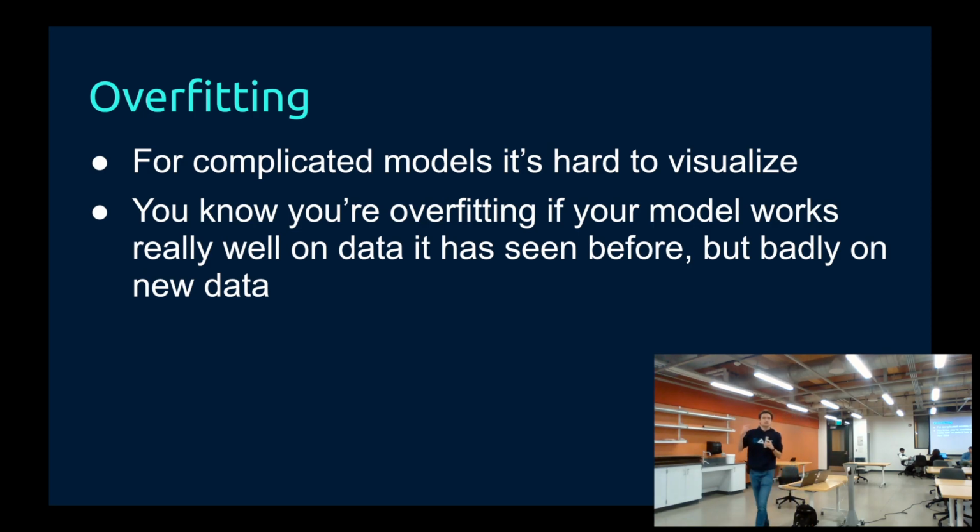So if you train a model, it does really well on the data that you trained it on, and then you go to use it in the real world and it does badly, that means your model is overfitting. And that means that your model is too complicated, and you should try a simpler model instead.